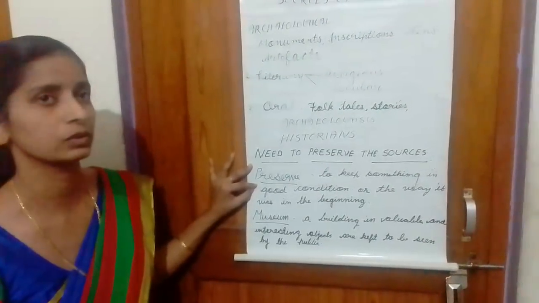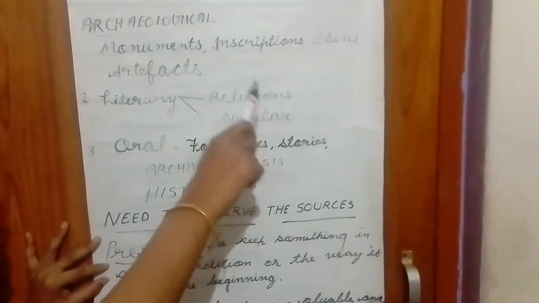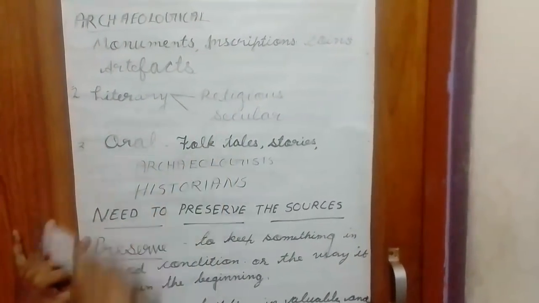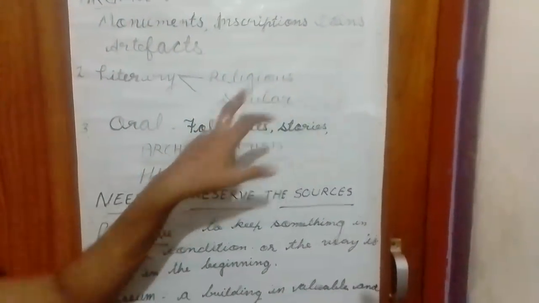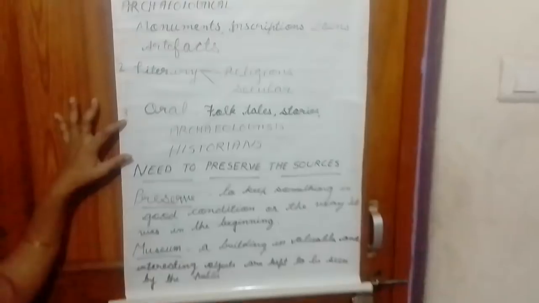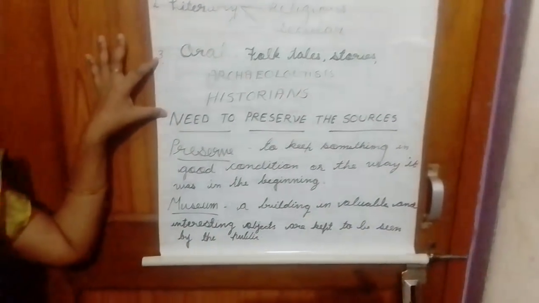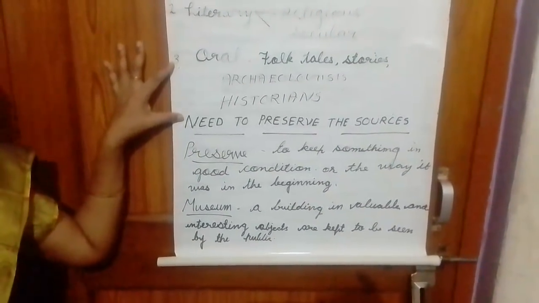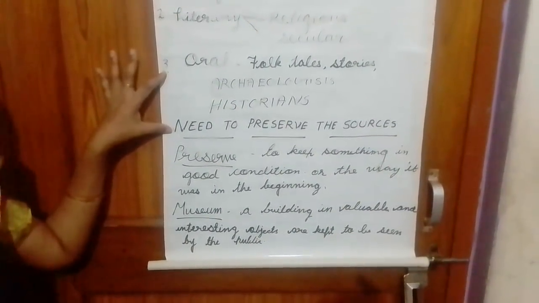The literary sources are of two types: religious literature and secular literature. Religious literature deals with religion, and secular literature is not based on religion. Next, oral sources. Oral sources are information about the past that we get from people talking about their experience, for example, folk tales, stories, etc.